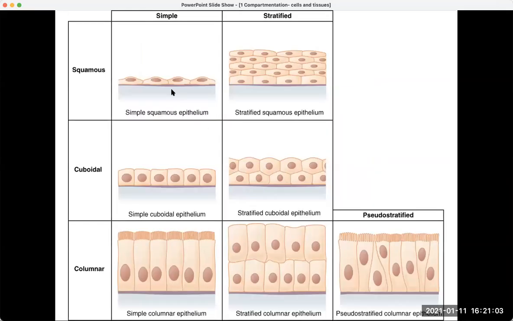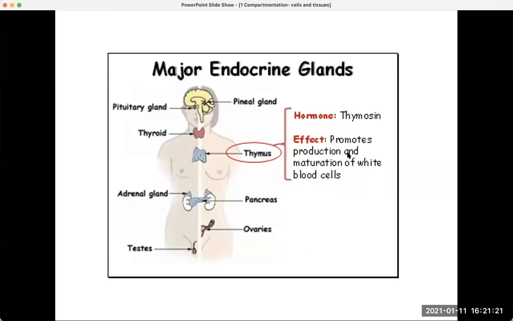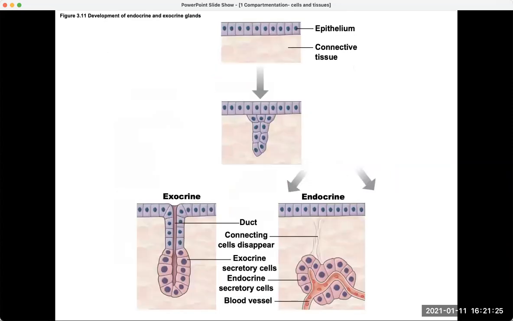If you guys don't remember, simple means one, stratified means more than one layer. Then you've got different shapes of the cells. Squamous is flat or squished, cuboidal is cubed, columnar is taller than they are wide. Glands are glands. They produce things either into or out of. The major endocrine glands we're going to talk about for the first section of this semester.